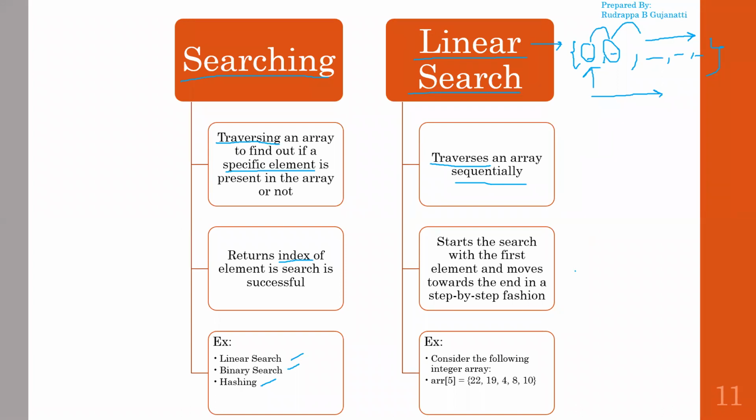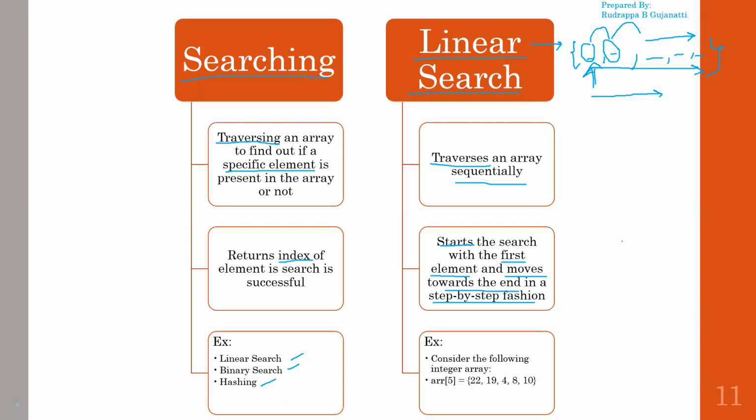In a linear search, you start with the first element and move towards the end in a step by step fashion. If the search is successful at the first element itself, you stop, or else you continue till you reach the end of the array, or until you find the element. So this is with respect to linear search.